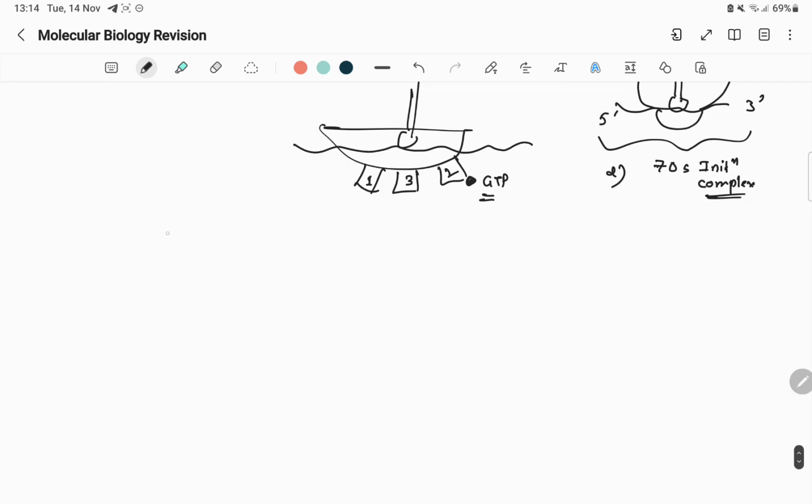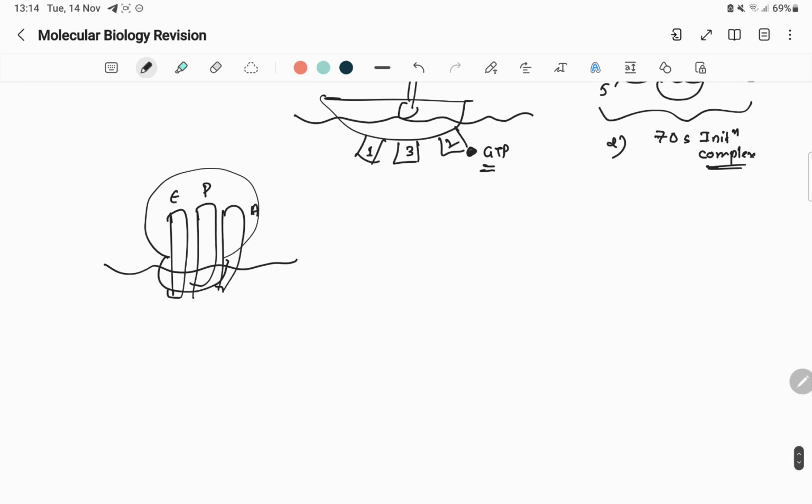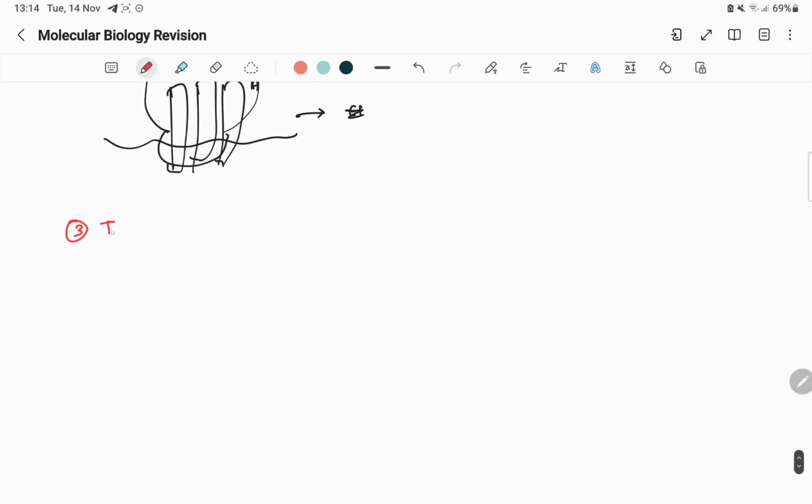After the 70S, it has 3 sites, you know: E site, P site and A site. So this is the exit site, this is the P site or peptidyl transferase site, and this is the A site or acceptor site. Okay, so then what will occur? After the initiation step, the initiation step is finished over here. Then after that we have the next step.